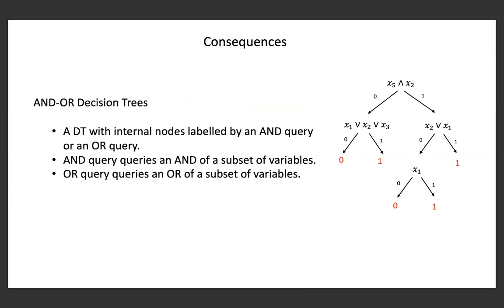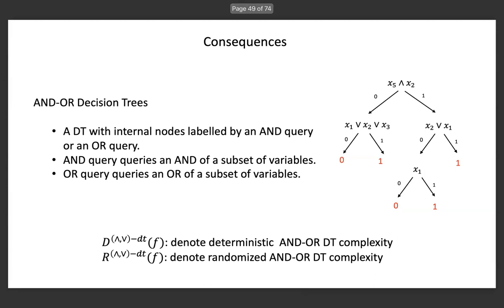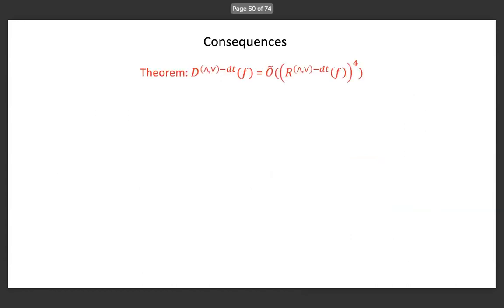The two kinds of decision trees that we study are these AND/OR decision trees and AND decision trees. The AND/OR decision trees are decision trees where the internal nodes are allowed to query AND of a subset of variables and OR of a subset of variables. Okay. And again, one can ask, what role does randomness play in such decision trees? We show that the deterministic depth complexity and the randomized depth complexity in AND/OR decision trees are also polynomially related up to polylog factors.